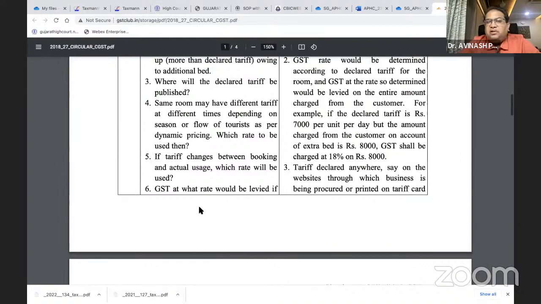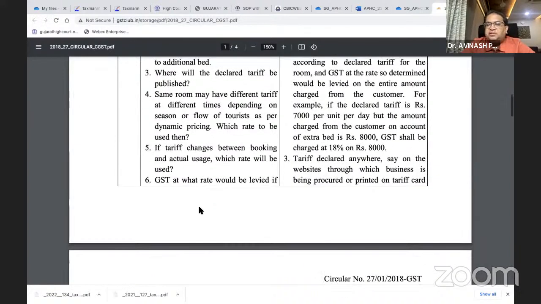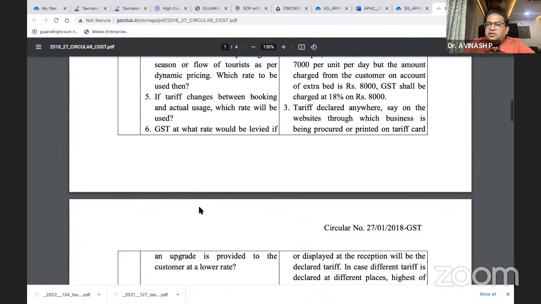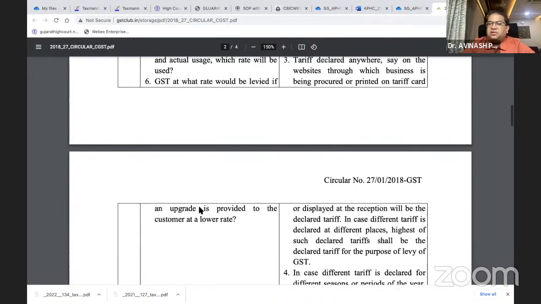Next is, where will the declared tariff be published? So the question is, you are talking about declared tariff for the purpose of determination of the rate of tax that is applicable in that particular service. But is there any particular specified place where the declared tariff has to be published or not? So therefore it is said that it can be published anywhere but made public. So tariff declared anywhere, say on the websites through which business is being procured, or printed on tariff card, or displayed at the reception, will be declared tariff. In case different tariff is declared at different places, highest of such declared tariff shall be declared tariff for the purpose of levy of GST.